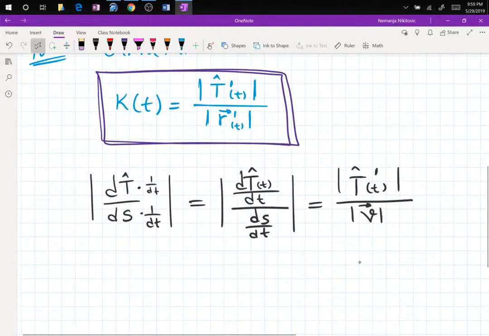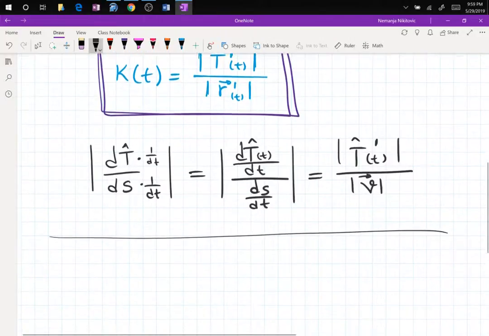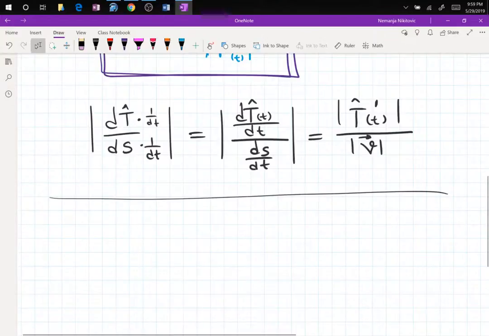So now I would like to calculate the curvature. So let's calculate the curvature for a straight line and see that the curvature is infinite.